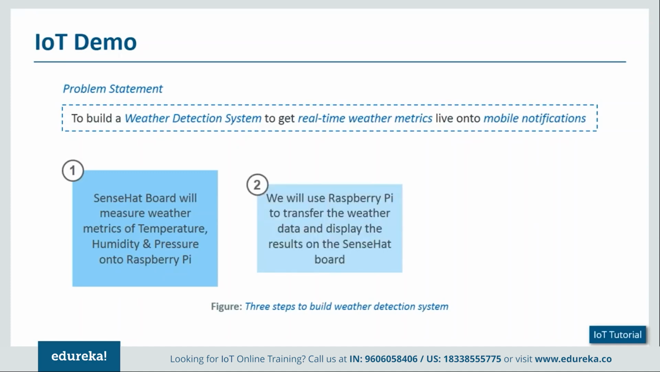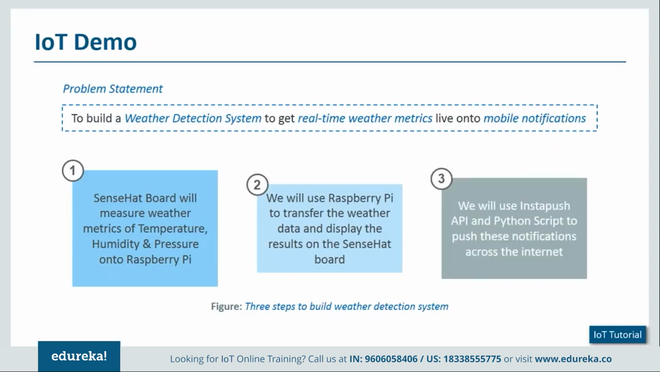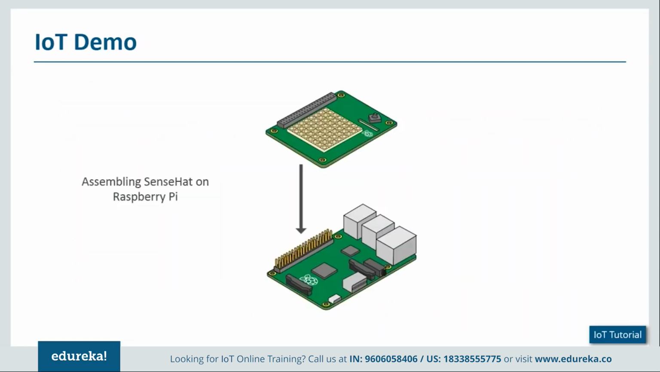Then we'll use the Raspberry Pi to transfer this data and display it on the Sense HAT as well. We'll just be displaying the temperature as of now on the Sense HAT. And finally, we'll be using the Instapush API and a Python program through which we can send this notification across the internet to our mobile application. So let's begin this demo part.